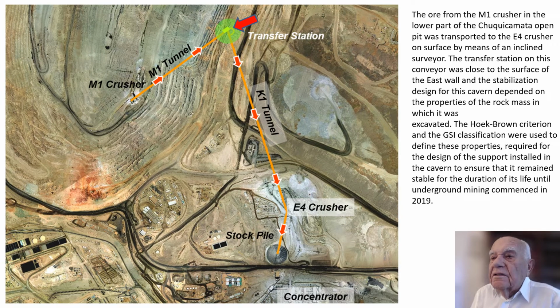The following slides illustrate the design process for the crusher transfer station in the east wall of the Chuquicamata open pit. About 130,000 tons per day of ore was loaded from the M1 crusher on the pit floor onto the twin conveyor belts in the M1 tunnel. This ore was transferred onto twin belts in the K1 tunnel in the transfer station shown by the large red arrow on the top of the slide. This ore was then delivered into the E4 crusher and then onto the stockpile for processing.